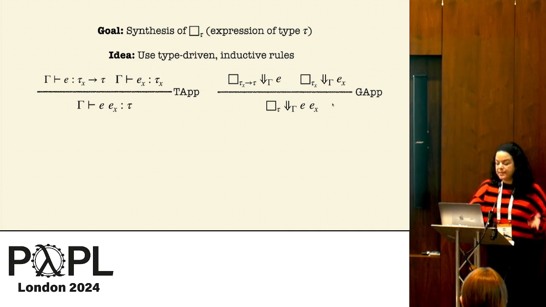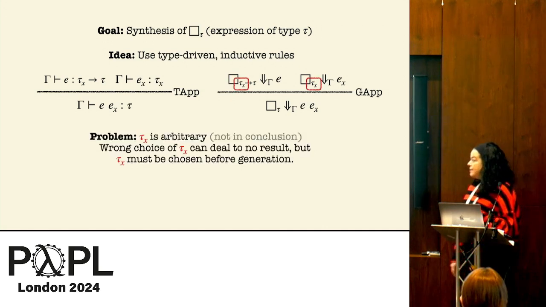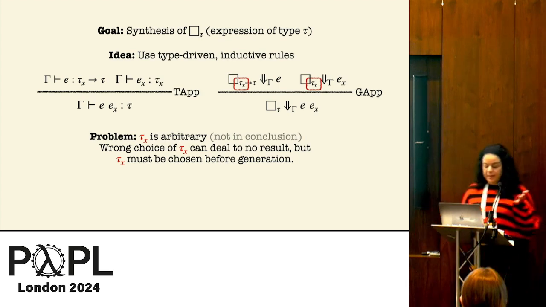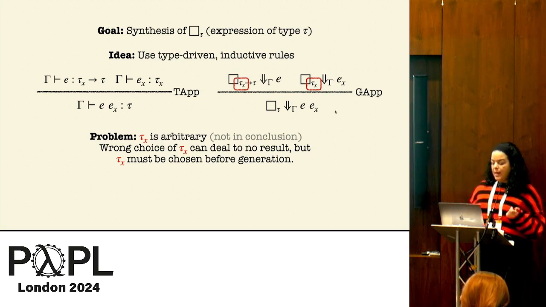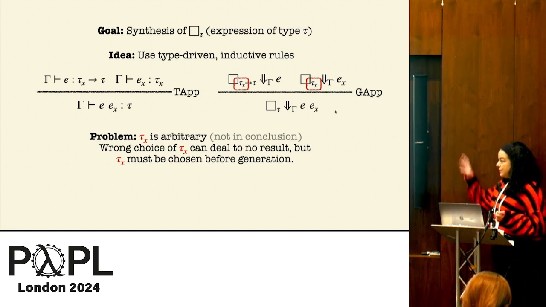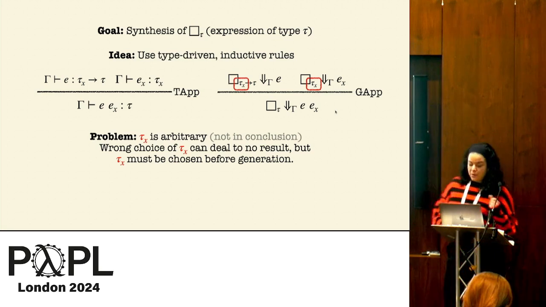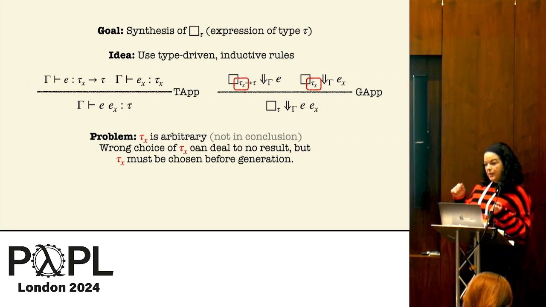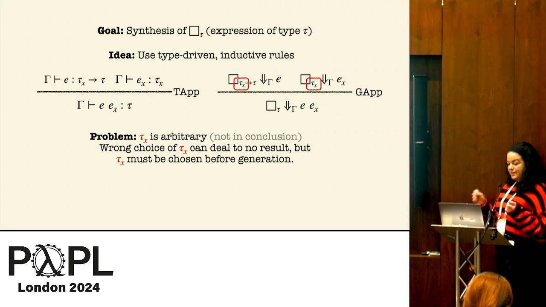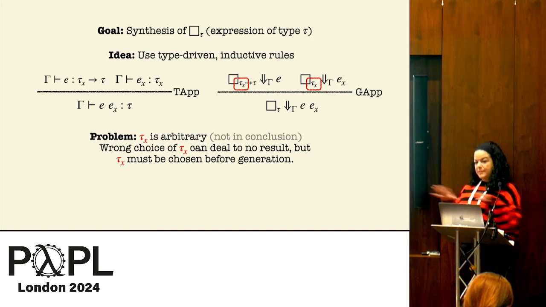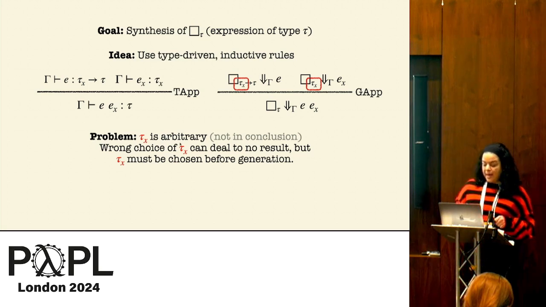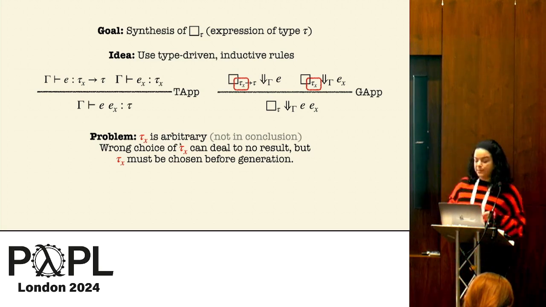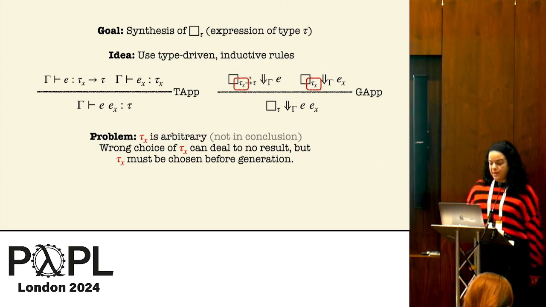Now, this is the idea, but they know that this is problematic because, as they say, Tx is arbitrary, and by arbitrary it means that it doesn't appear in the conclusion of the rules, right? And this is important for this setting. Because if synthesis chooses a wrong Tx, then synthesis can say I cannot go through, so we need to backtrack. But also it's important because the Tx must be chosen before any generation happens, right?